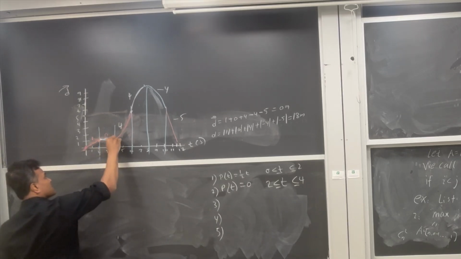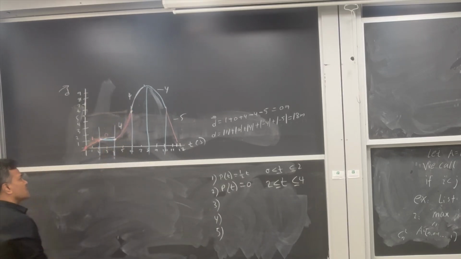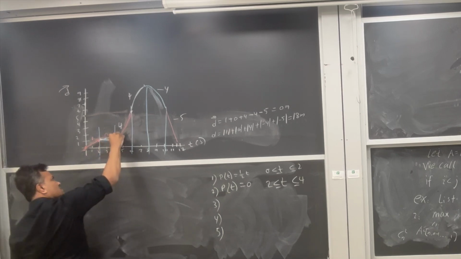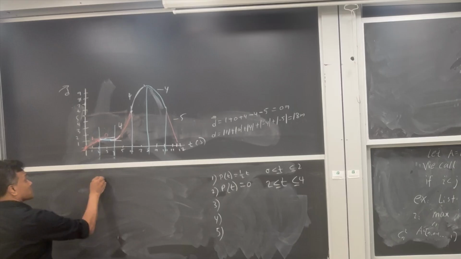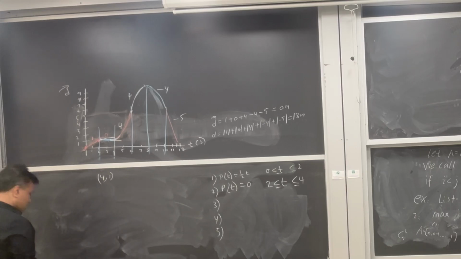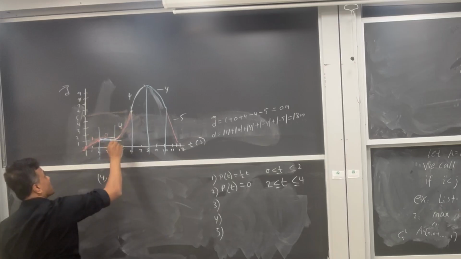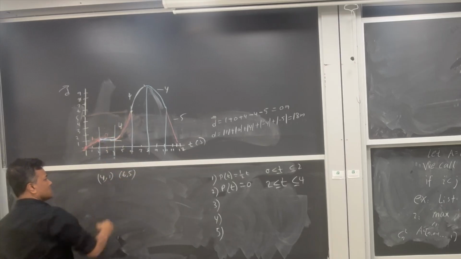We can do it many different ways, but let's see. This is the vertex, because if you draw the tangent line over here, the tangent line would be 0. Okay, so what is the vertex? The vertex is 4 comma 1. And what is the other point? The other point is 6 comma 5. Okay, great. So what is the vertex equation?